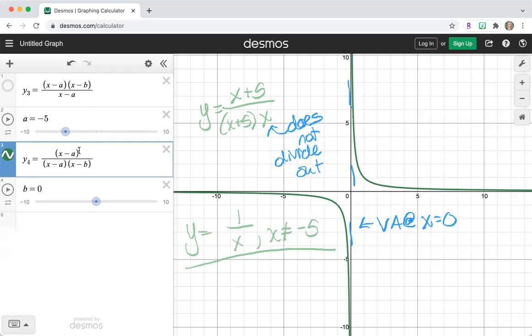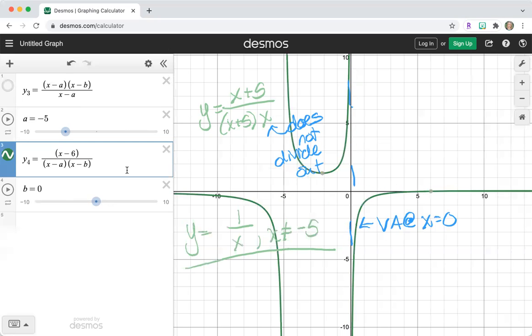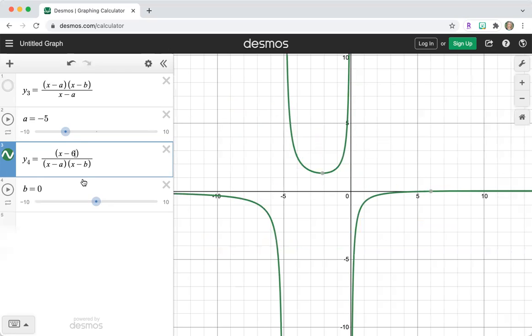Now, say that a was not in the numerator. Maybe just say that this is 6. Oops, let me clear everything. And so now we have y equals x minus 6 divided by x plus 5 times x. Because now these two do not factor out, they don't divide out. They don't cancel out, because they're not the same factor.